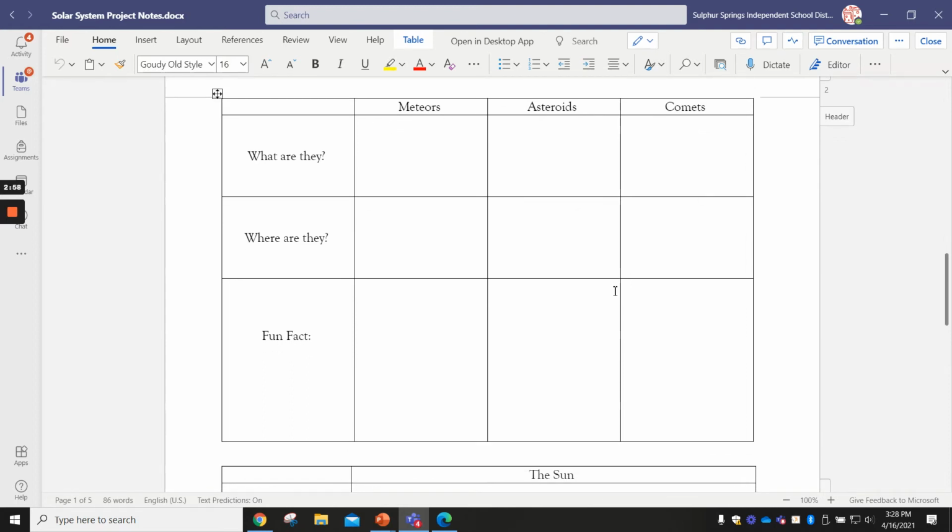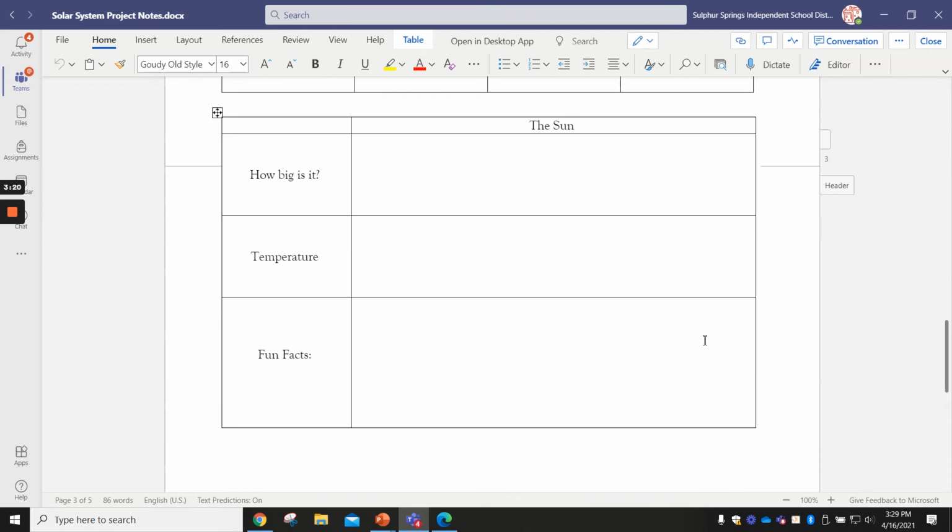So if you picked meteors, asteroids, or comets, I want you to find out, what are they? That could probably be found in our vocabulary. Where are they? I don't know. Figure out where they are. Where can we find a meteor? Where can we find an asteroid? Where can we find comets? And then some fun facts about each, at least one.